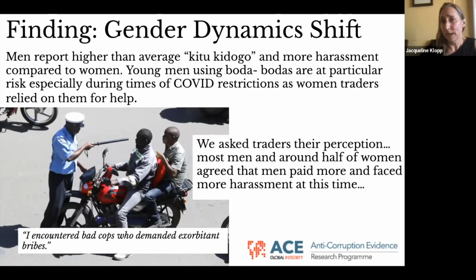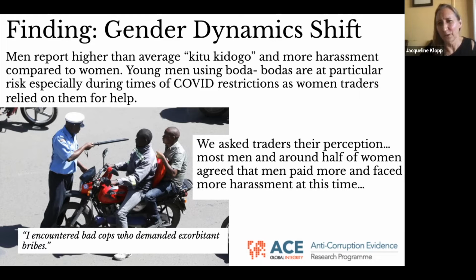This is a really interesting finding: we found that men actually reported a little bit higher than average Kitu Kidogo and more harassment compared to women. And this is a significant result. It puzzled us at first, but when we talked to the traders in Busia and some of the young Boda Boda riders, the motorcycle transporters, it became clear that one of the strategies that small-scale women traders had was to use these motorcycle transporters. They would connect with their fellow trader in Uganda, or the person they're sourcing from, and they would have these young men, who are less risk averse, traverse the border, and they encountered horrible extraction all along the way.